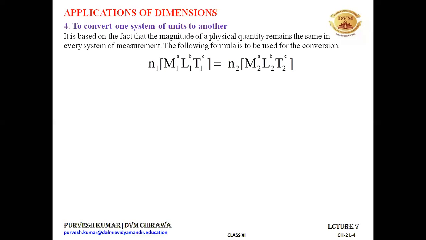So those are the quantities that are involved in the formula. n1 is one quantity, n2 is another quantity, M1, M2, L1, L2, T1, T2, and a, b, c. That's what we need to know. Then only we can use this formula.